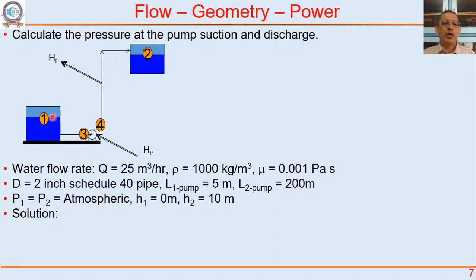Before you solve, let me just give you a hint. Write Bernoulli equation between 1 and 3. Simplify that, you will get P3. Write Bernoulli equation between 4 and 2, you will get P4. Pause the video, do it for yourself. Okay, here is the answer.